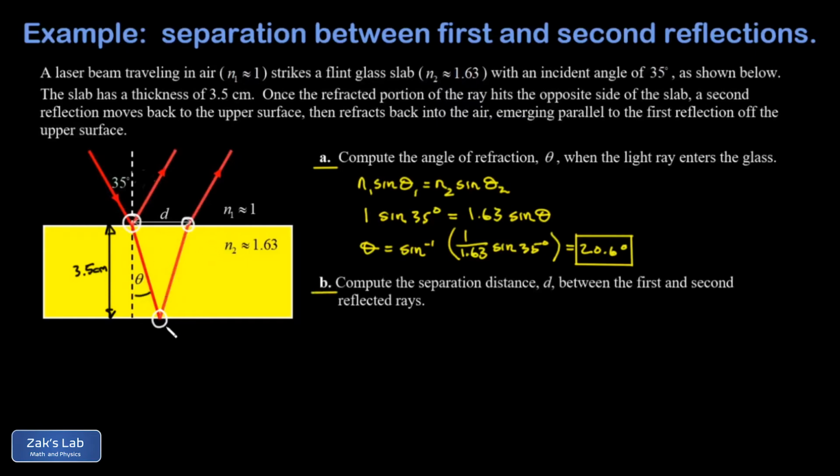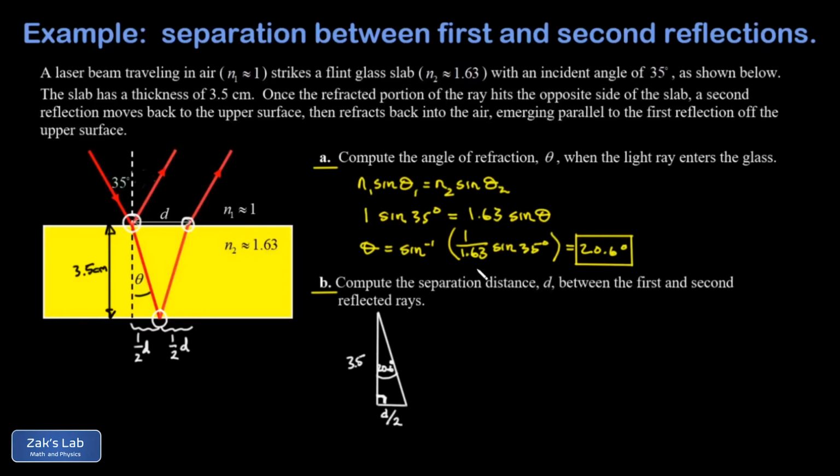And we're going to take advantage of symmetry here. I can see, because the reflected angle for that second reflection is the same as the incident angle for the second reflection, that I'm covering half that distance d as the ray goes down through the glass, and then the other half as it bounces back up. So if I isolate just the first half of that, I have a right triangle with this 20.6 degree angle known, and the adjacent side of 3.5 centimeters known, and the opposite side is d over 2.